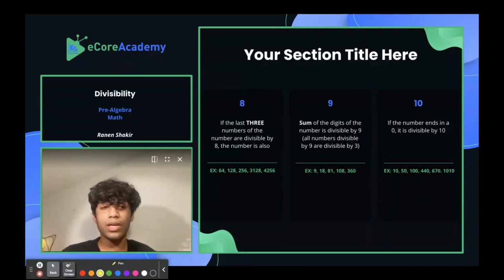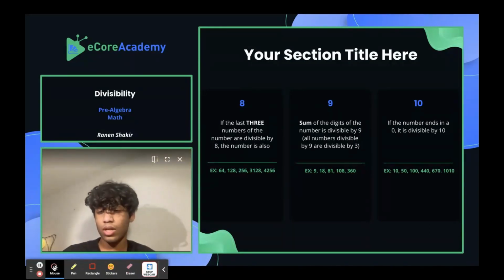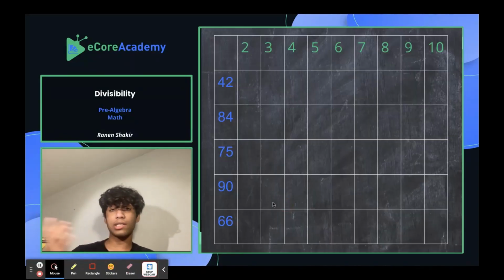So any number ending in a 0 is divisible. Any whole number ending in 0 is divisible by 10. All right, let's move on to some practice.